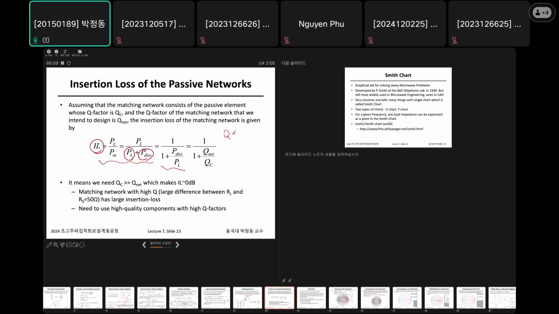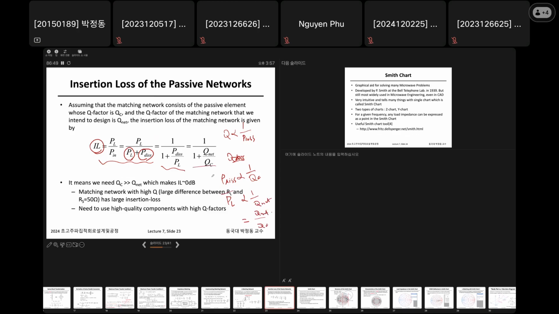Here, Q is proportional to stored energy divided by power loss, right? So therefore, P dissipated is proportional to 1 over the Q of the component. P delivered to the load is proportional to 1 over the Q of the synthesized network. Therefore, P dissipated over PL is what? Q component over Q network, right? That's why you get this.